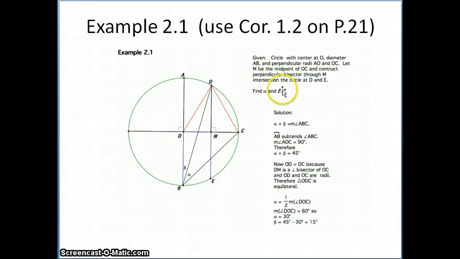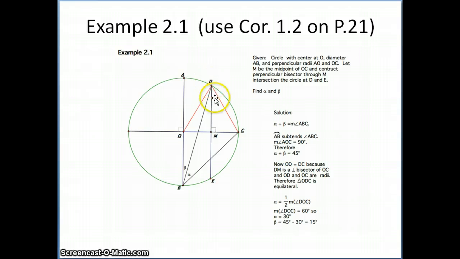The next example, 2.1. This is the example on page 83. We're going to use corollary 1.2 we proved before to solve this problem. In this problem there are so many lines. First of all, we have a diameter. This is O, which is the center. We draw another diameter perpendicular to this diameter, so we have two diameters that are perpendicular to each other. So this is 90 degrees at O. And then next, we look at OC, this line segment, and from the middle point M we draw a perpendicular.